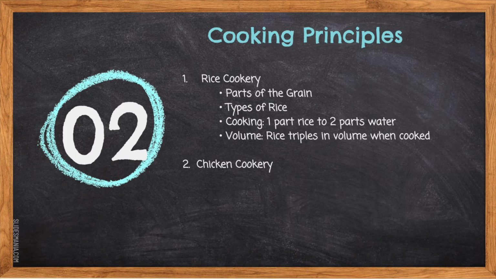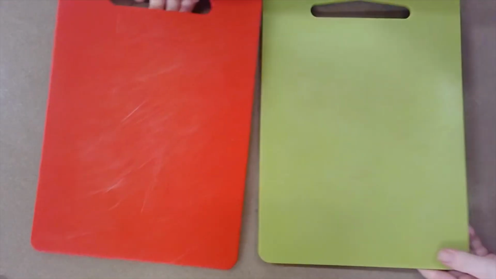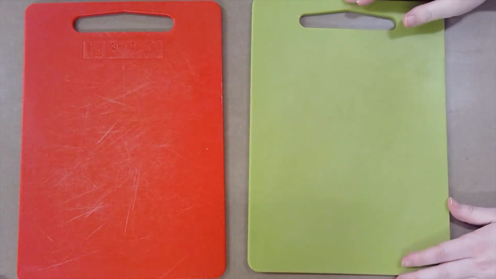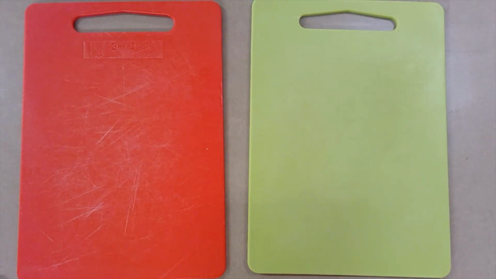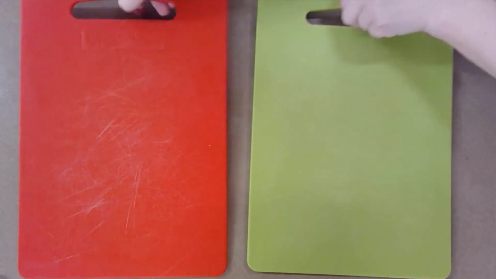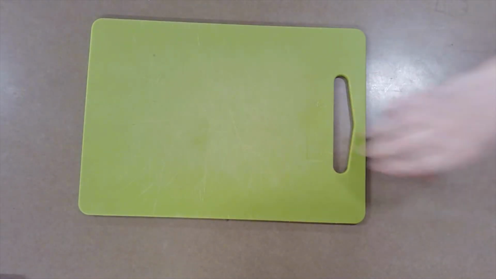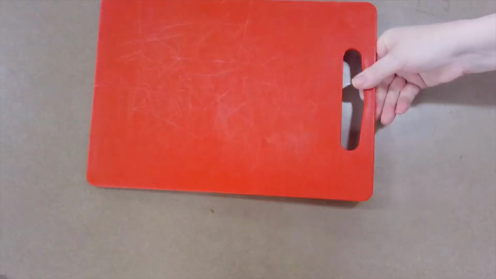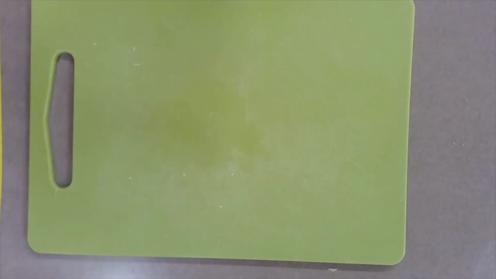Cooking principle number 2, chicken cookery. Preventing cross-contamination. Cutting boards are an easy place for cross-contamination to occur. It is recommended that you have at least 2 different cutting boards in the kitchen. We have one that you can use for raw fruits and vegetables, and we have one that you can use for raw meat. Making sure you use the right board for the right job is essential.